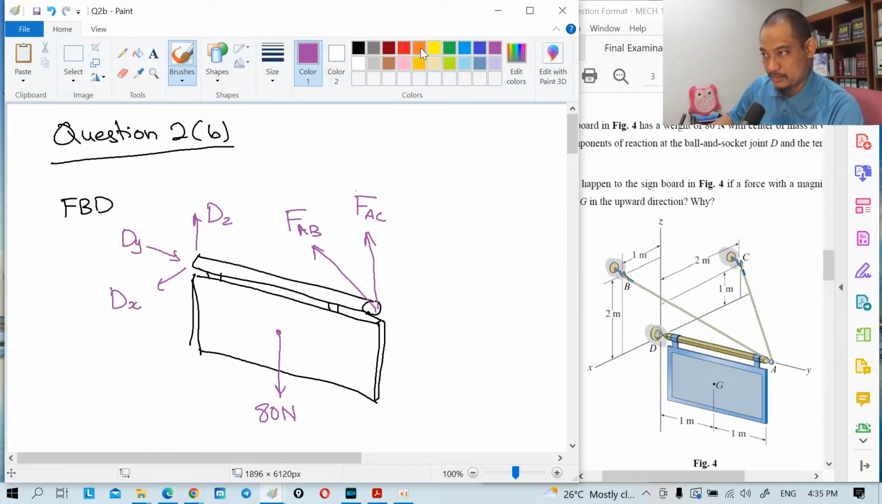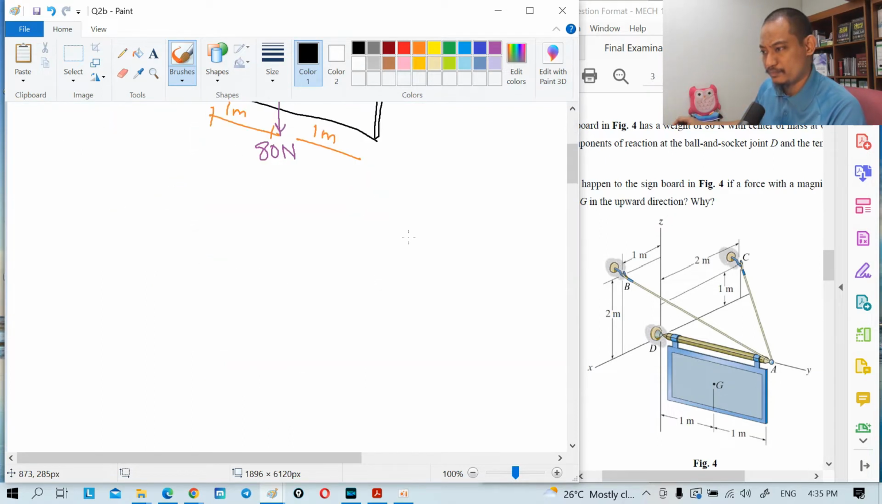And the distance, this is 1 meter. This is another 1 meter. The rest is the dimension with respect to the forces, right? So we have to express these forces in Cartesian vector form using what we have. Alright, so for cable AB, you draw in that direction.